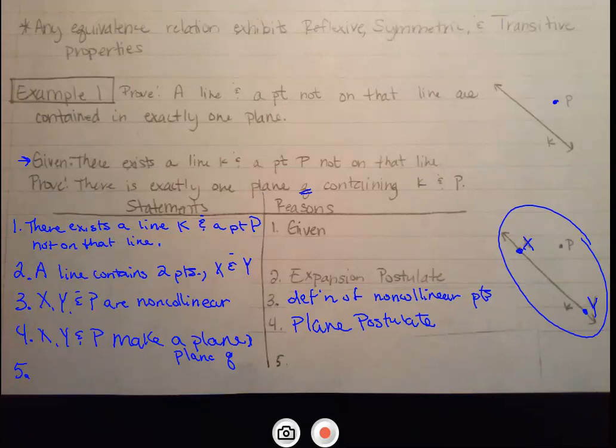So then what's 5 going to be? Conclusion. Okay, do we want to write that whole thing, or do you just want to say plane Q contains? Well, we don't need X, right? We just want to know that it contains K and P. So plane Q contains K and P. And what would that be? It's another postulate. Not a conclusion postulate. Good try.